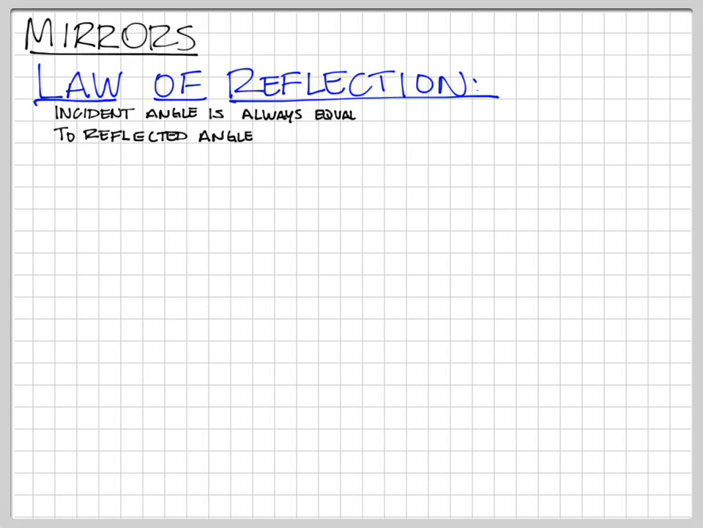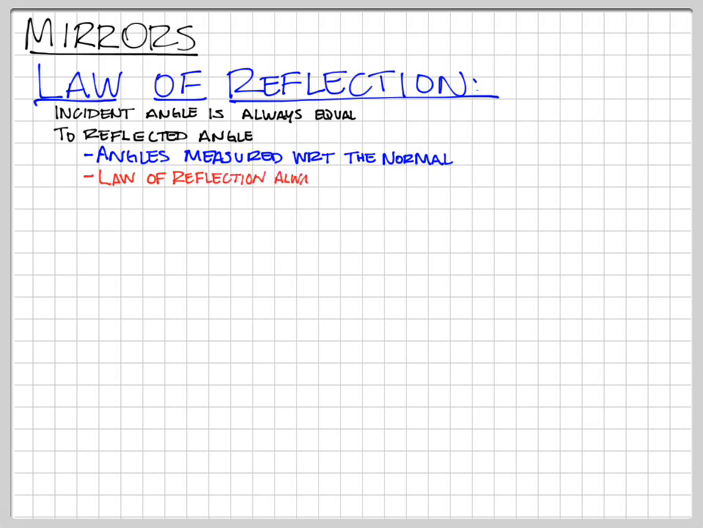Okay. Now we have to remember that the angles are measured with respect to the normal. When we start bending mirror surfaces, that's going to change things a lot. But angles are measured with respect to the normal. And the law of reflection is always going to be true for any mirror. Always, always, always true.